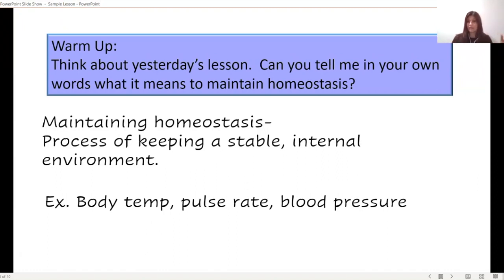If you were to get scared, all of a sudden your pulse would increase, your blood pressure would go up to prepare you in case you had to run away. That's part of maintaining homeostasis. Things change, your body has to learn to adjust to it.